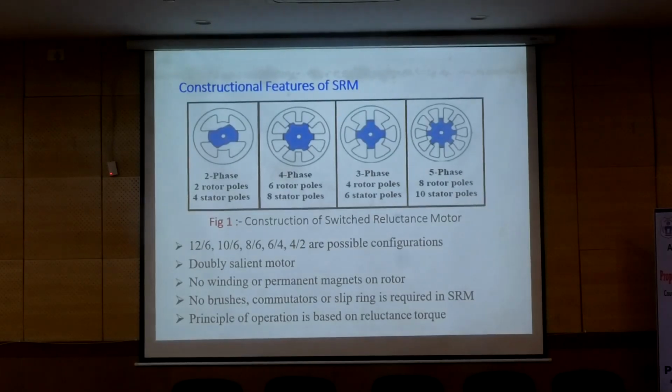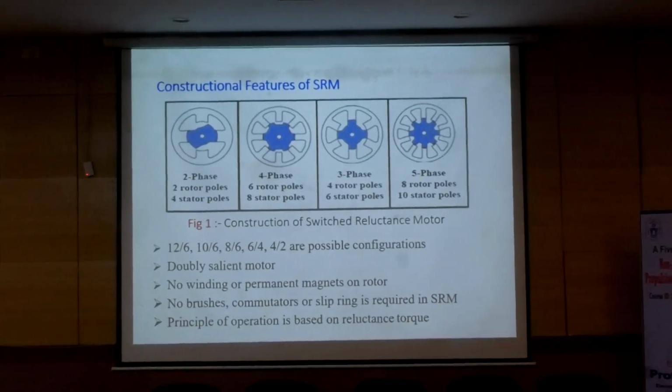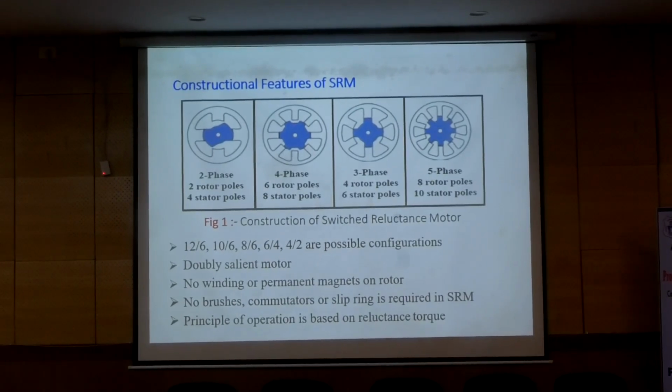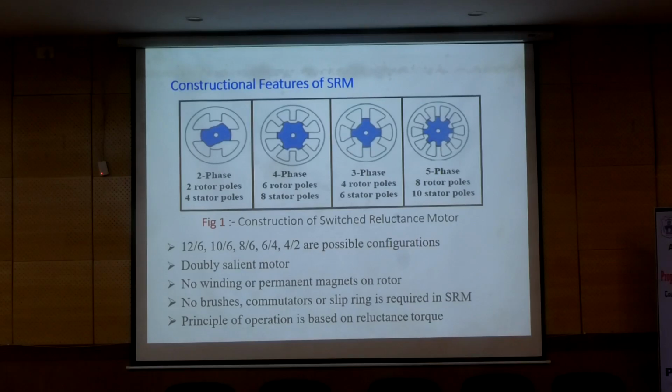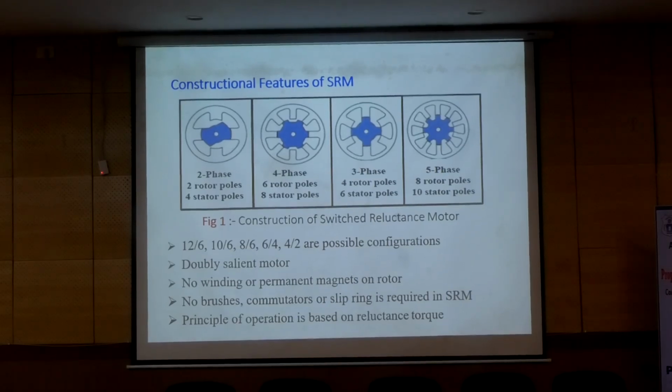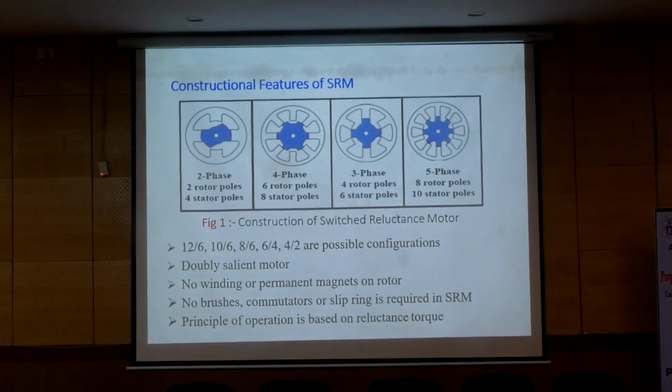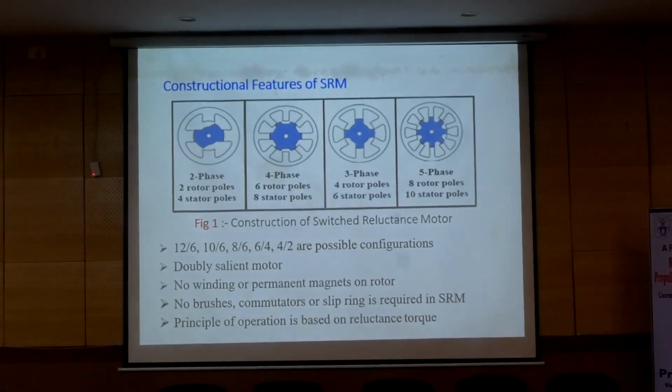Now we have different types of combinations, depending on the combination of stator and rotor poles. The switched reluctance machine can be classified into various types. Among the possible configurations is 12 by 6, and here the rotor and stator poles are 8 by 6 in another, because the stator windings are excited in fact. So this is a 4-phase machine.